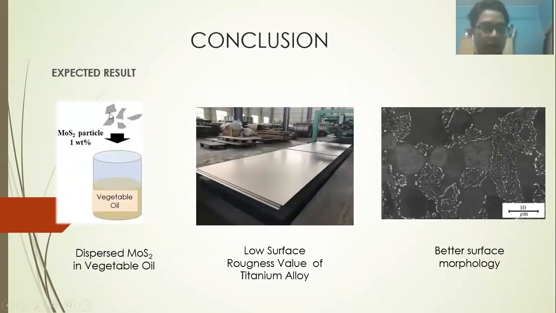For the conclusion, the expected result is that the molybdenum disulfide particle is successfully dispersed in vegetable oil by the end of the project, and the outcome is that a low surface roughness value of titanium alloy can be obtained by using the solid lubricant as the cooling method, and better surface morphology can be obtained when using the solid lubricant compared to the dry machining.